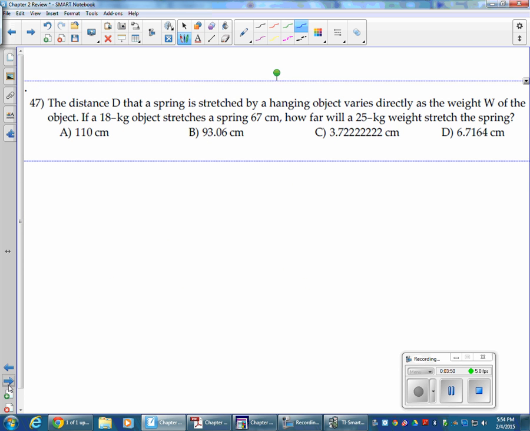47. The distance that a spring is stretched by a hanging object varies directly, so that's k times, as the weight of the object. All right, if an 18 kilogram object, so that's the weight, stretches a spring 67 centimeters. So first we've got to find k. So divide both sides by 18.